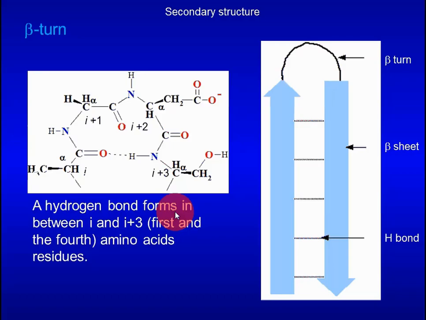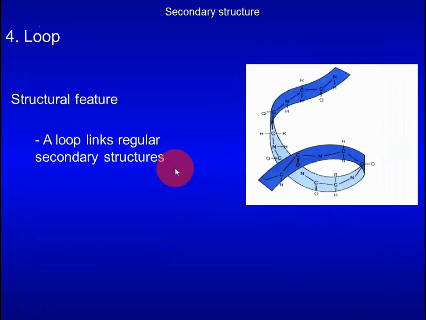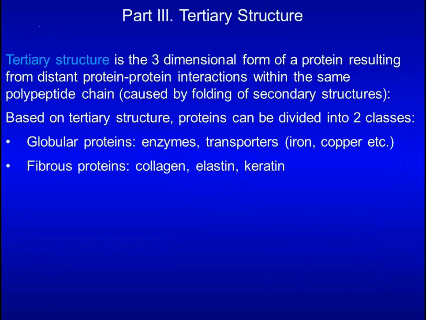This is an example of beta turn. Hydrogen bond is formed between first and fourth amino acid residues in beta turn. Finally, this is the fourth element of secondary structure, the loop. Loop functions as a linker. It links regular secondary structures.